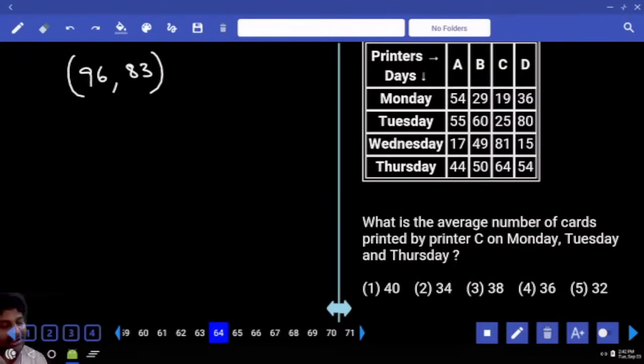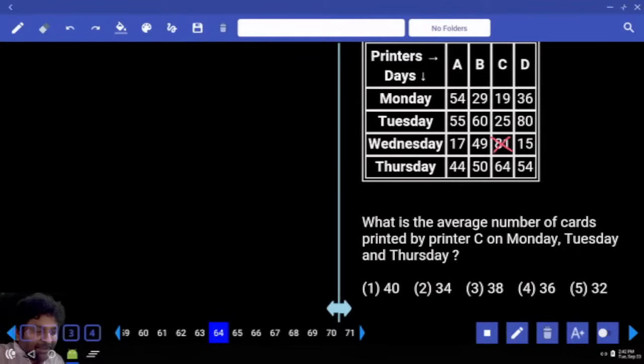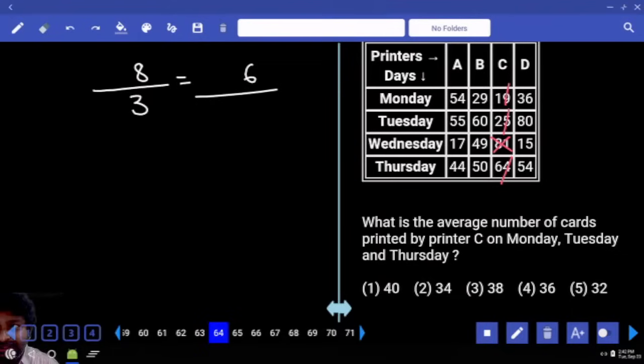Average number of cards printed by C on Monday, Tuesday, Thursday, except Wednesday; for the remaining 3 days we need. Am I right? Average for how many days? So the denominator is 3. The sum ends with 9, 5 plus 4, 9, 9 plus 9, 8. 3 into which number ends with 8? 6. The answer should end with 6. Fourth option.